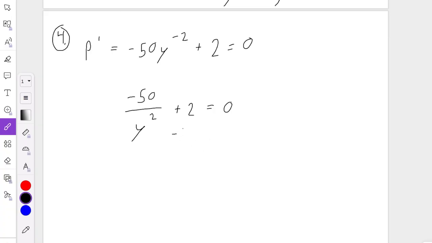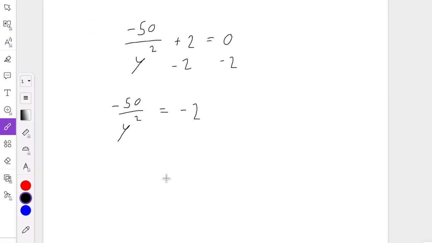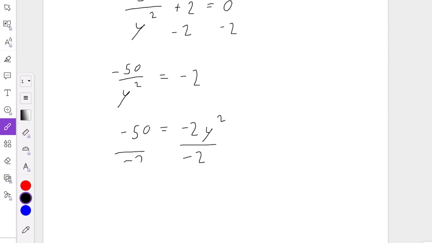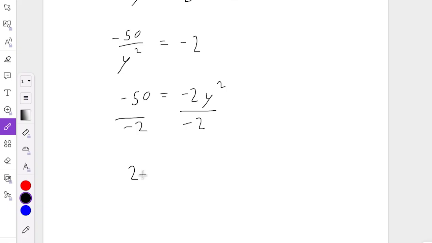It's pretty easy. Subtract 2 from both sides. So now -50 over y squared equals -2. If you're stuck here, that's because you got to multiply both sides by y squared next. And it will look like that. And then I'm going to divide by -2. And that's going to get me now positive 25 equals y squared.